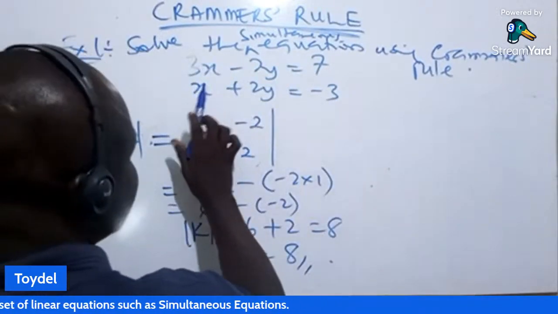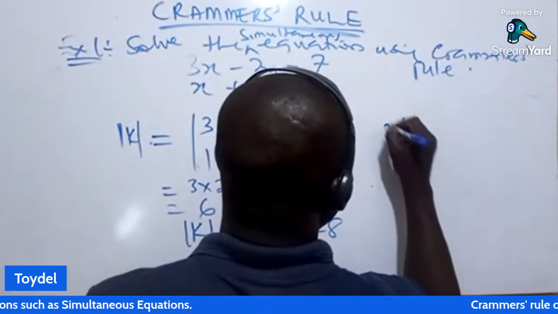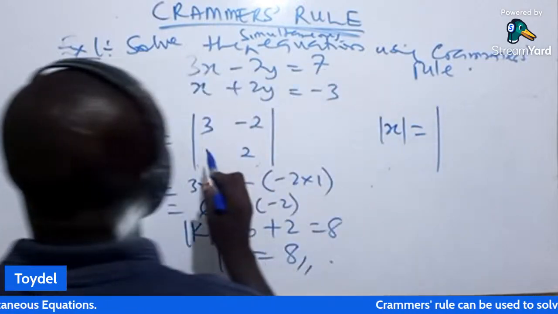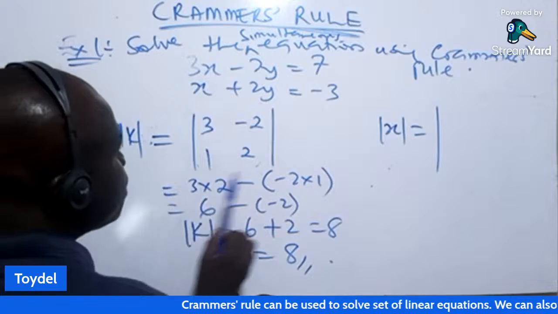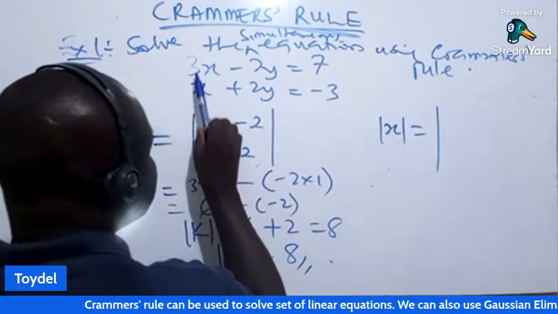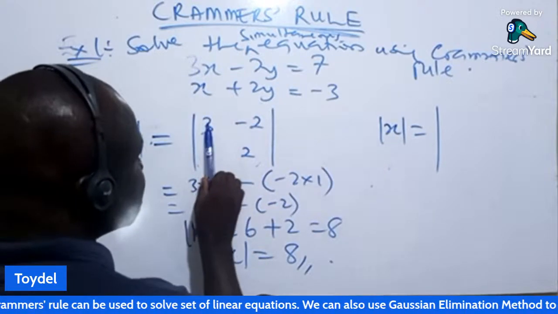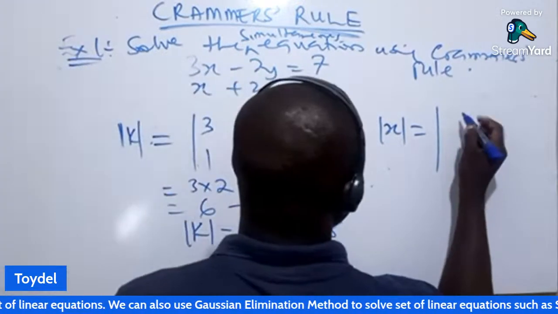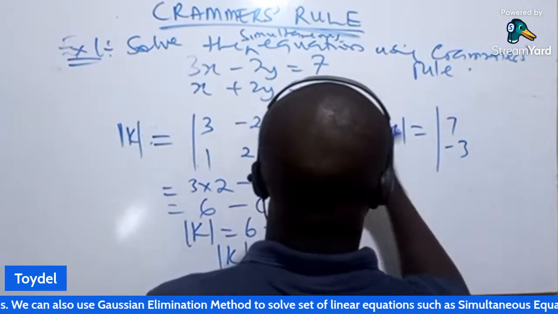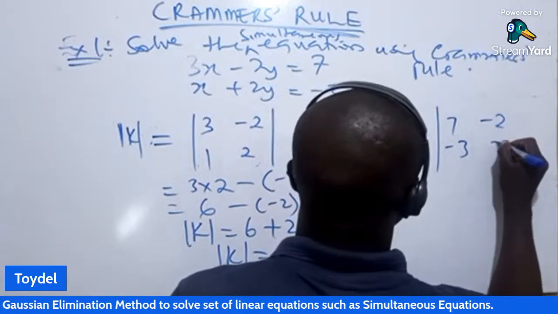If I want to find the determinant of x, this is what I will do. The coefficient of x is 3 and 1. So for me to be able to find the determinant of x, instead of 3 and 1, which is the coefficient of x, I'll replace it with this constant here. I'll replace it with 7 and minus 3. Then I'll write out the coefficient of y, minus 2, 2.